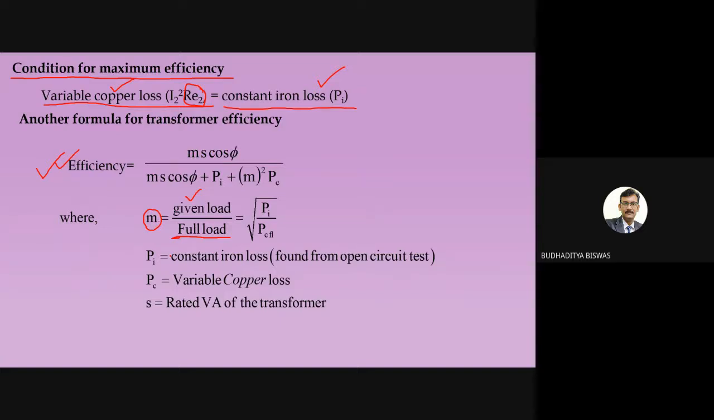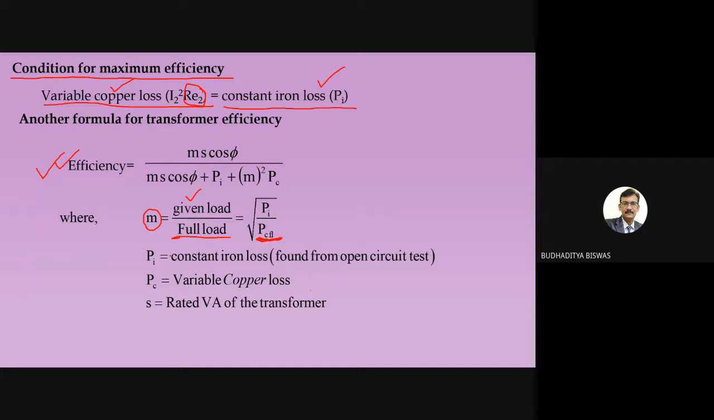So the ratio between these two is m, and the loss is Pi plus m square Pc full load. Pc full load means full load copper loss. Full load copper loss we can get from the short circuit test. This is important for objective questions: from where we get the full load copper loss. Whatever the wattmeter reading gives us in the short circuit test is nothing but Pc full load. Pc means copper, Pi means iron.